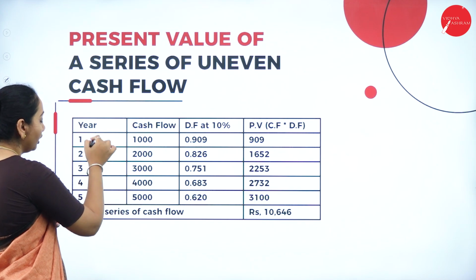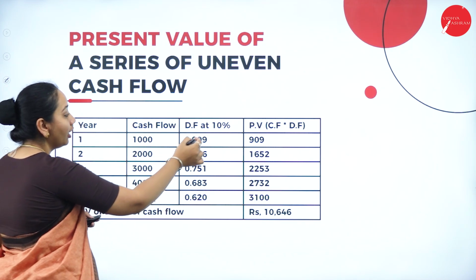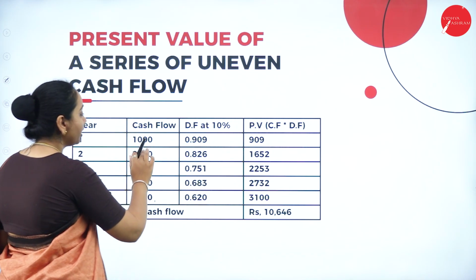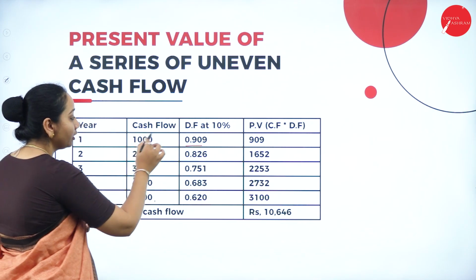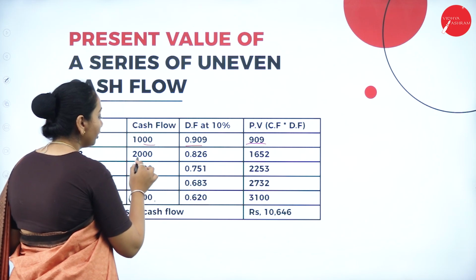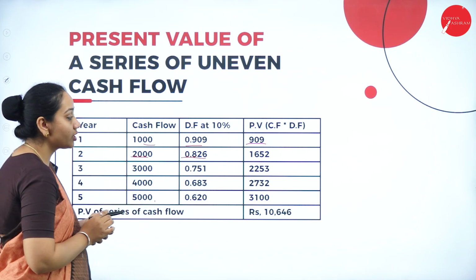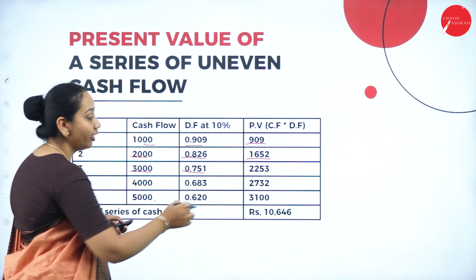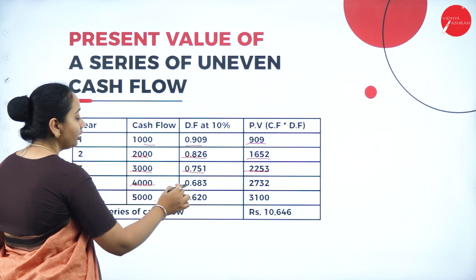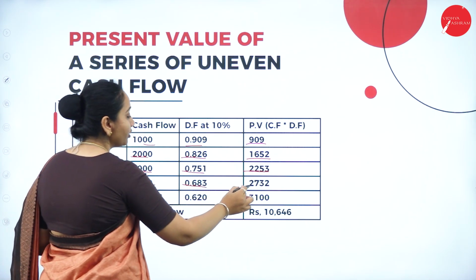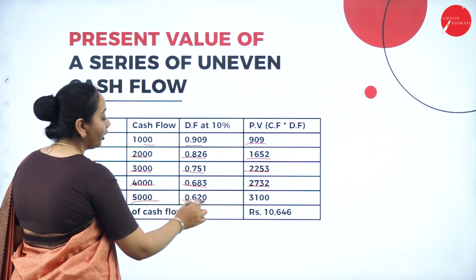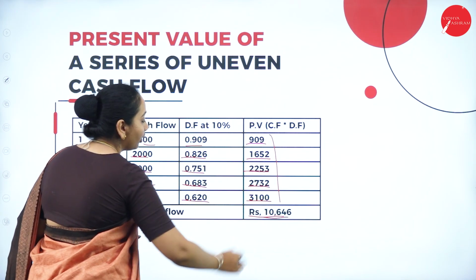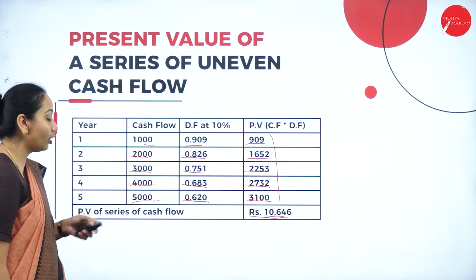So the solution here: I have taken the 5 years cash flow, and the discount factor that is already given in the question. Present value is calculated as cash flow into discount factor. So 1000 into 0.909 will get 909, 2000 into 0.826 will get 1652, 3000 into 0.751 will get 2253, 4000 into 0.683 will get 2732, 5000 into 0.620 will get 3100. If you add all these, we'll get 10,646 as the present value of the cash flow.